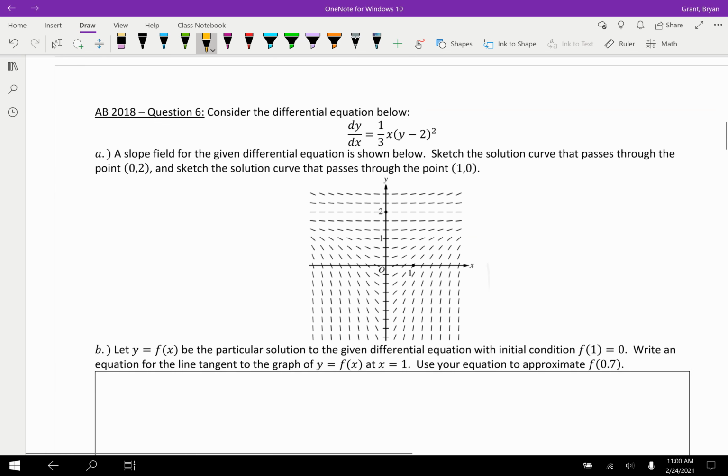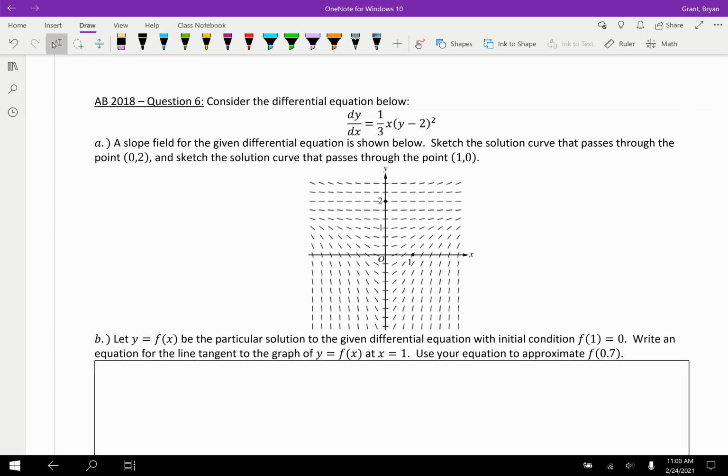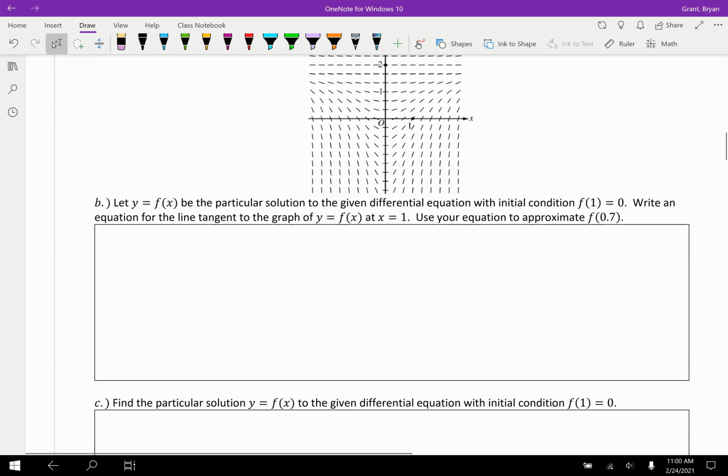Okay, let's practice. As I mentioned before, many of these problems are ones that you should already know how to do. For example, on AB 2018 question 6, part A is a slope field. I'm not going over the slope field. We did that last class. If you want to check your answer, you can check it with mine. Part B, same thing. We did this last class. It's just a tangent line. You can do it. But are we going to do part C?